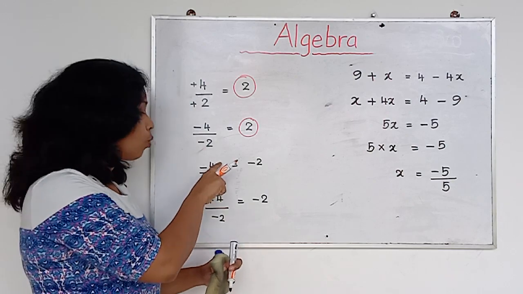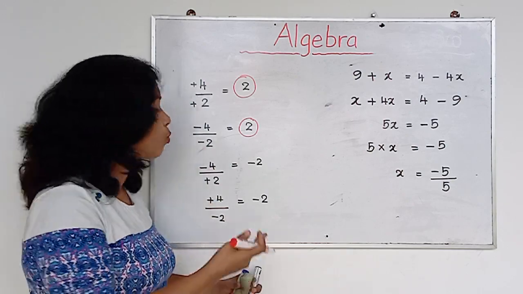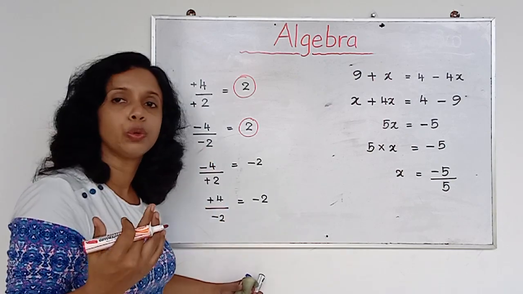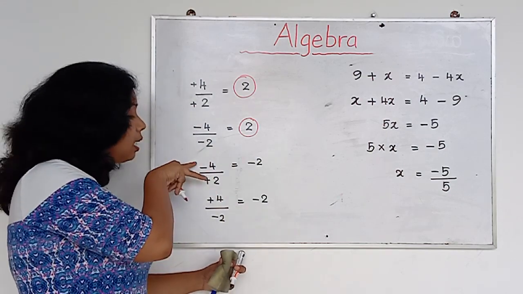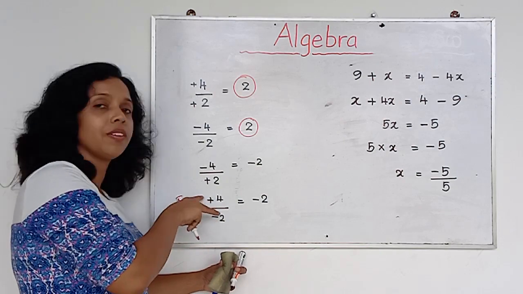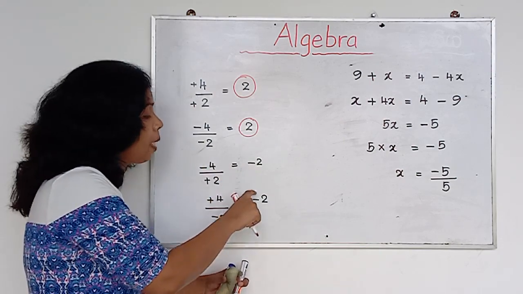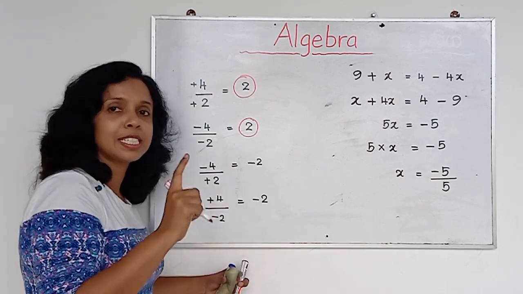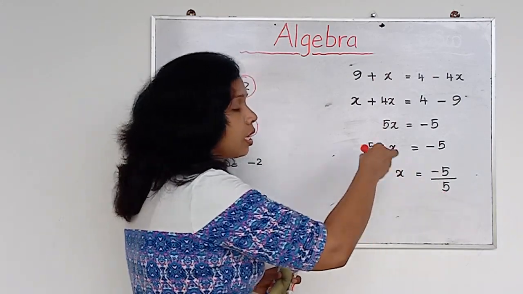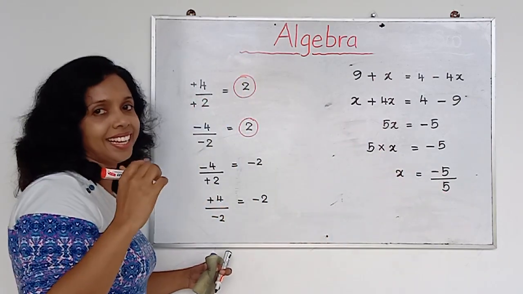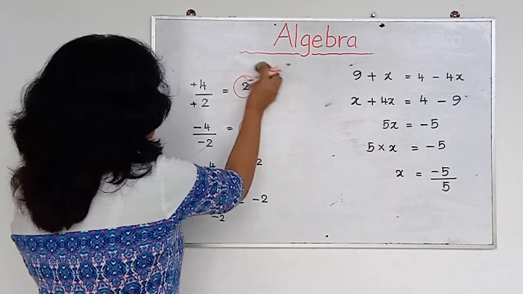Here what happened? For whatever the sign, 4 divided by 2 is 2, right? Then how about the sign? Here minus divided by plus, here plus divided by minus. So the answers are minus. Again, this is not the way to explain this. To understand this question, I did it quickly, right? Okay, then another example.